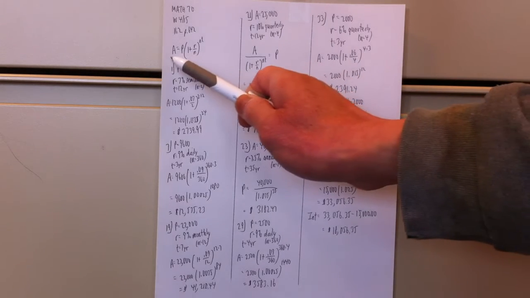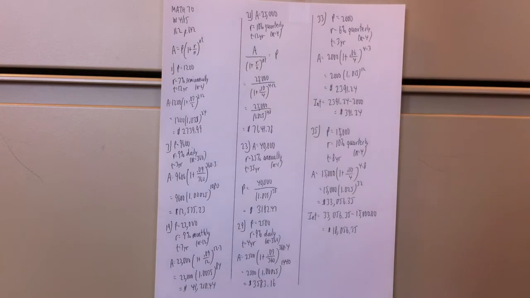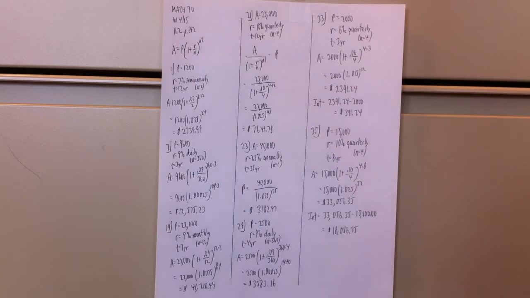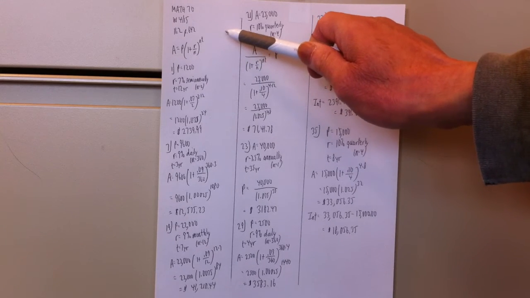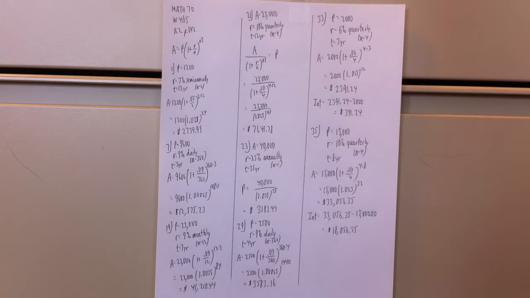Anyway, here's the formula. The amount is equal to the principal, 1 plus the interest rate divided by n, raised to the nt power. This is an exponent. N is the number of compounding periods per year, and we'll see several instances of that. T is in years, so time in years, and R is the interest rate.